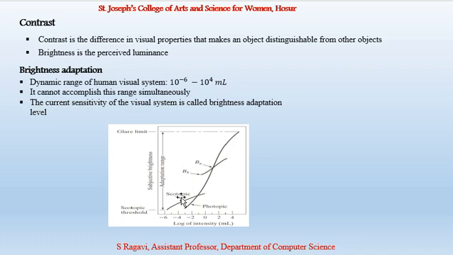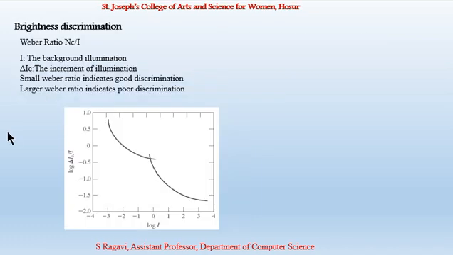So the scotopic vision becomes zero at this range, and then with photopic vision we are able to visualize the colors. As the scotopic intensity becomes zero, the photopic intensity starts to increase so that we are able to visualize different colors. Next comes brightness discrimination.